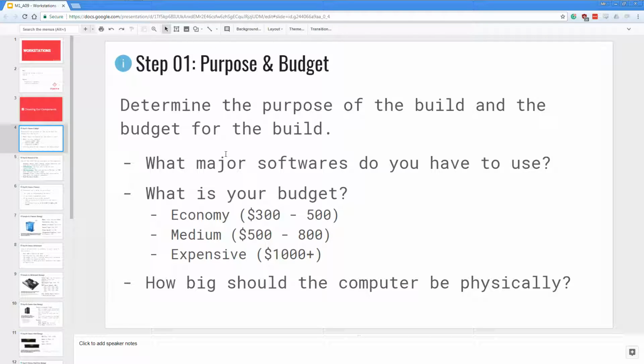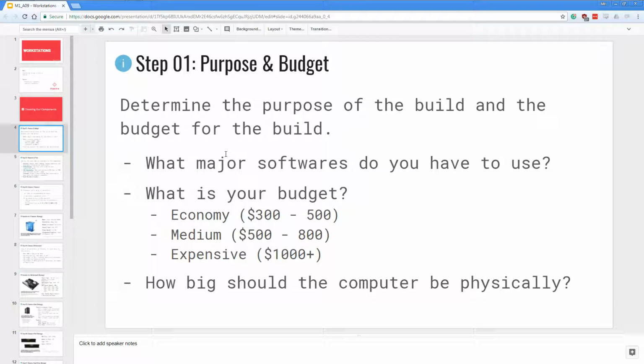Step 1, you want to determine the purpose and the budget for your build. So first of all, what major software are you going to use? And you need to make sure that the computer you're planning to build can support your major software, right? Next, you want to talk about your budget.